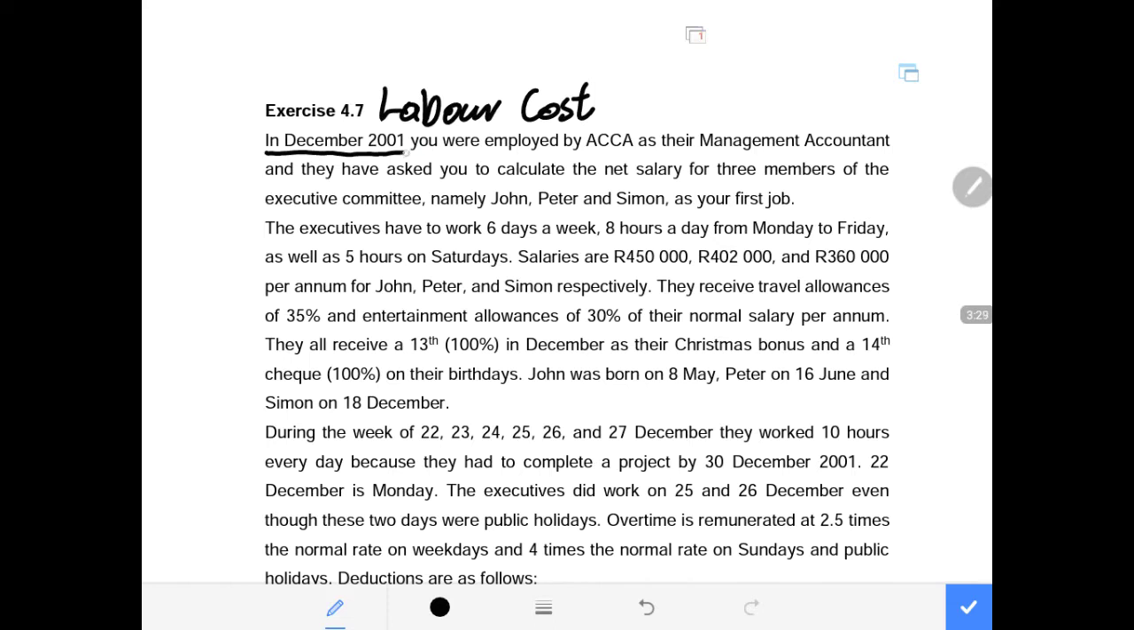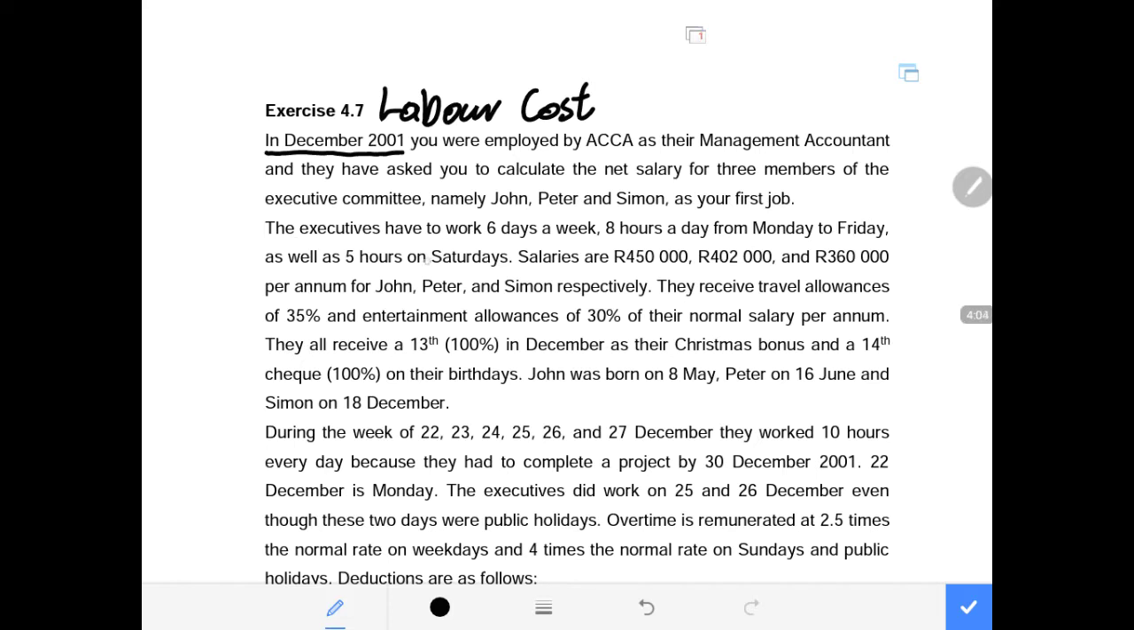You were employed, oh, that is very lovely. You were employed by ACA as their management accountant, and they have asked you to calculate the net salary for the 3 members of the executive committee, namely John, Peter, and Simon, as your first job. Very lovely job to do the wage statement for the executive, not just for the ordinary employees. Then you will get to know roughly how much executives earn, not people at the operation earning small salaries.